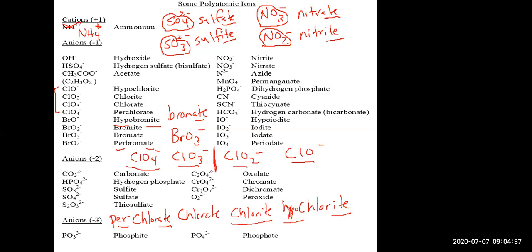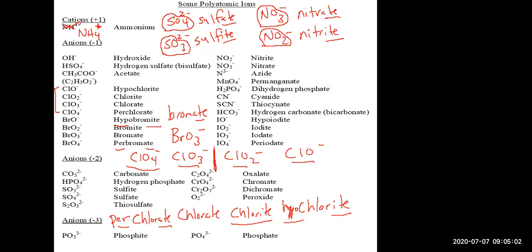So in those groups of 4, the one with the most oxygens will end in ATE. The one with the most oxygen out of that group of 4 will also start with per. The one with the fewest oxygens will end in ITE, and the one with the least number of oxygen total out of the group of 4 will have hypo at the beginning of it. There are some other things that are put in there as well.